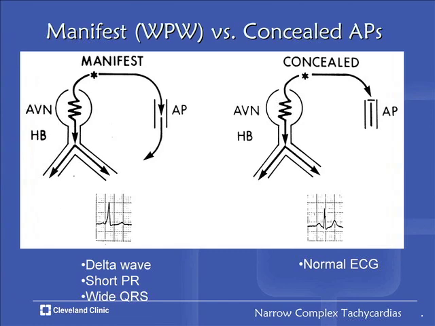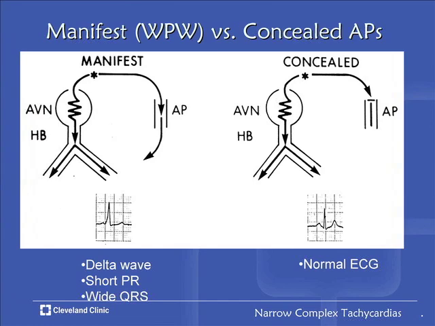If they only conduct anterograde, meaning from top to the bottom, from the atrium to the ventricle, then the signal from the sinus node is going to come down to the AV node and activate part of the ventricle. It's going to go down the accessory pathway and activate part of the ventricle through the accessory pathway. So the ventricle will be activated by both the AV node and the accessory pathway. And that's why you end up with what we call a delta wave. And the delta represents the ventricular myocardium that's being activated by the accessory pathway.